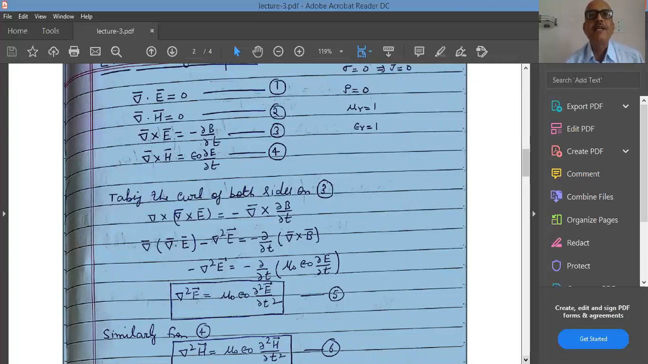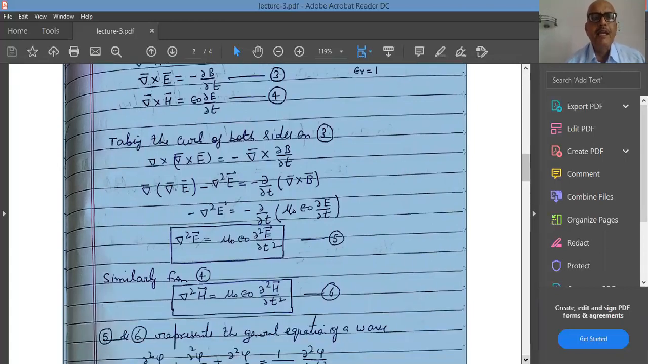You can do the same thing starting from equation number 4, taking the curl of both sides and making a substitution from equation number 3. You will get a similar equation: del square H is equal to mu naught epsilon naught del square H over del T square.